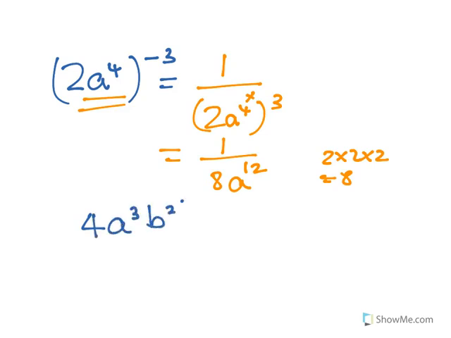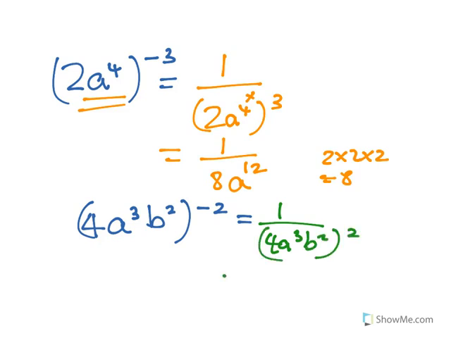4a3b2, I'm going to do that all to the minus 2. Okay, so step 1 is 1 over 4a3b2 squared. Then it's 4 to the 2, which is 16. And then multiply the indices. 3 times 2 is 6. That's an a, sorry. And then 2 times 2 is 4. So it's b to the 4.